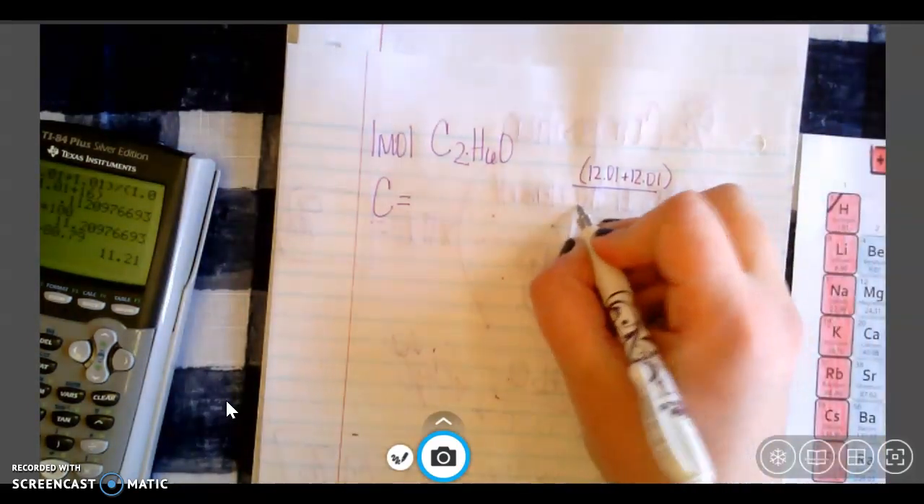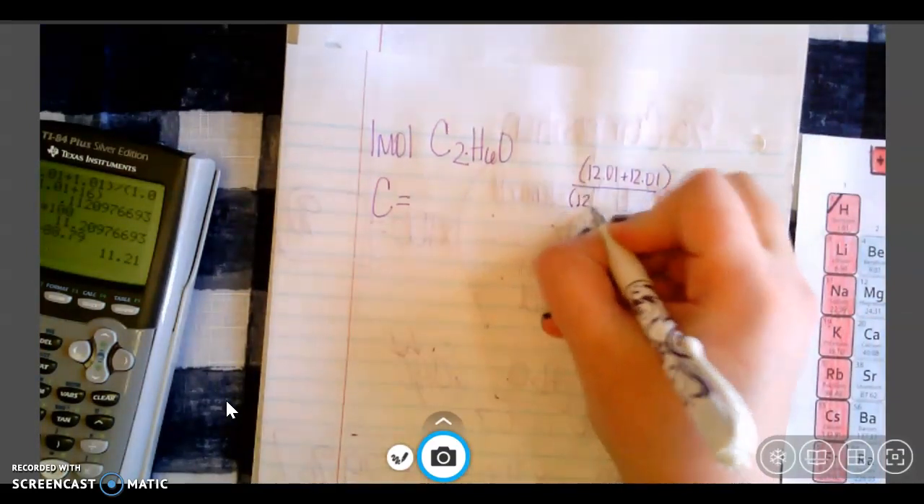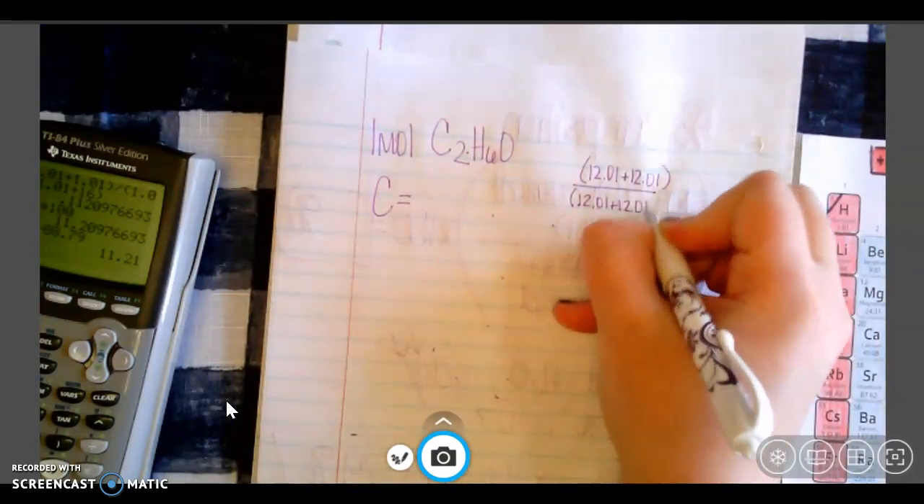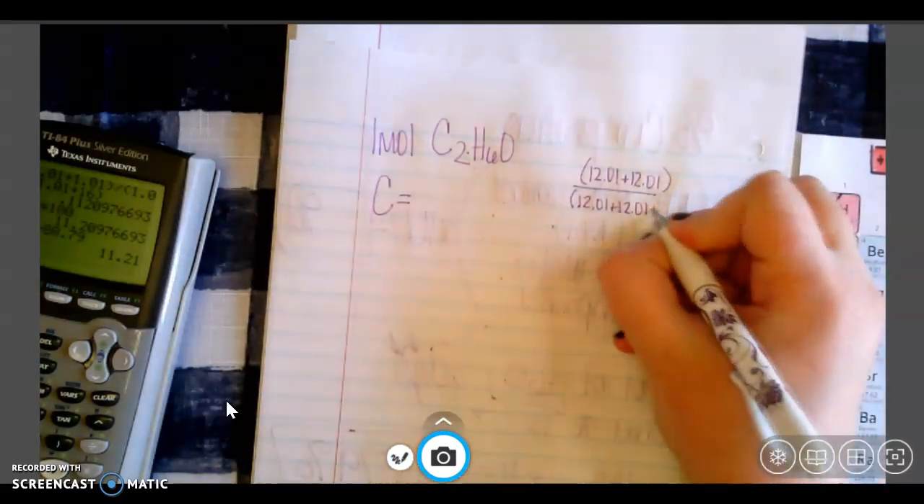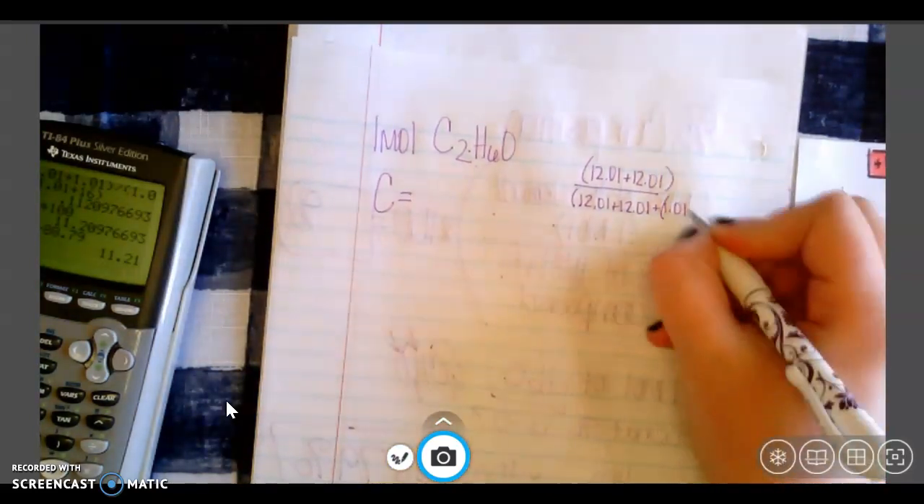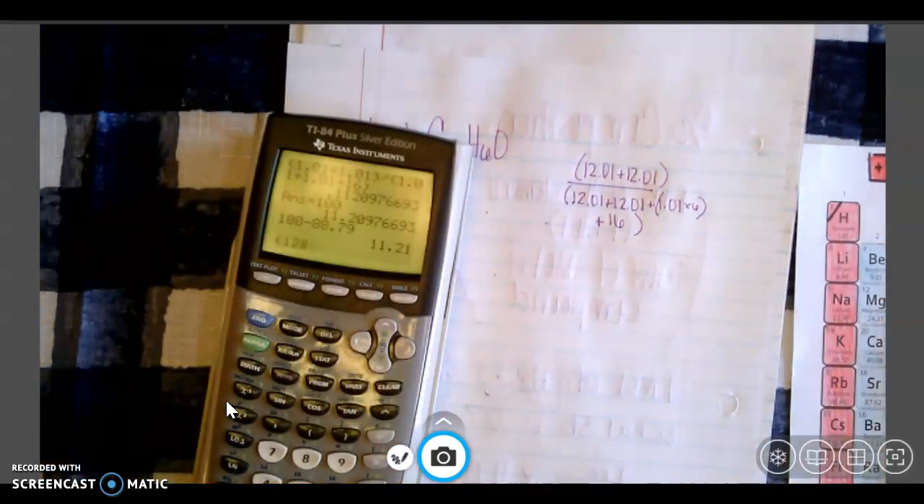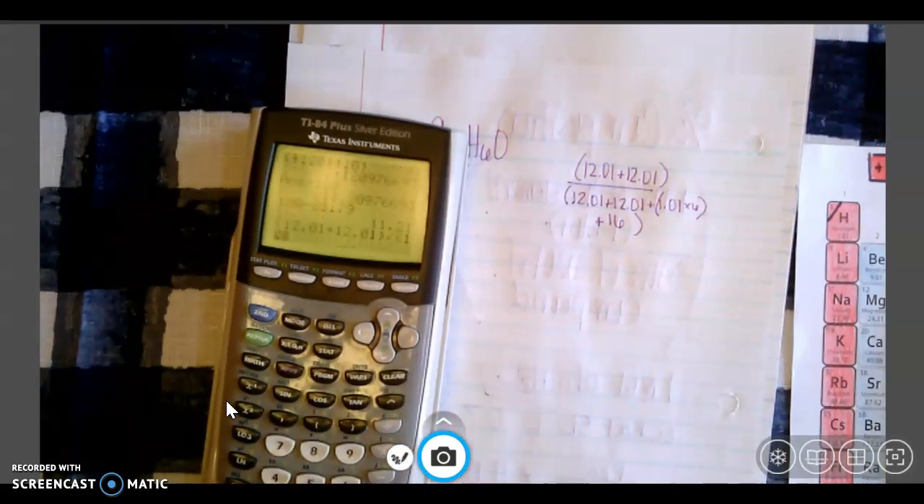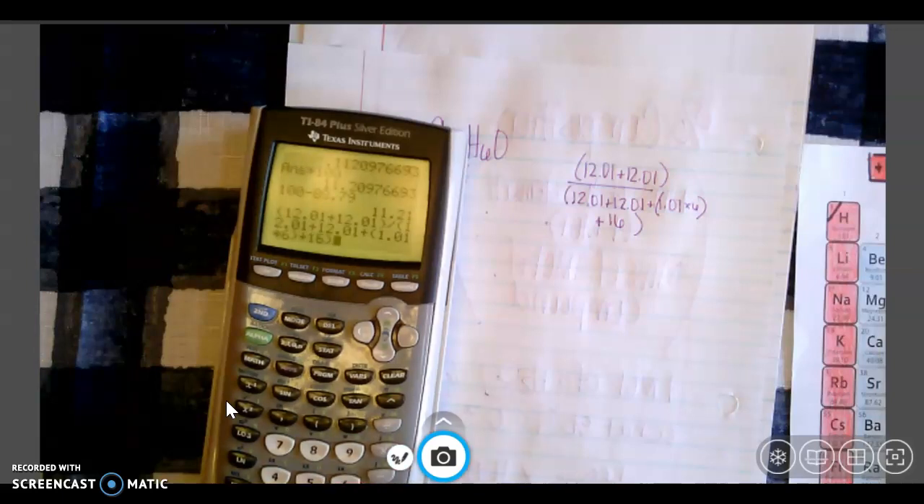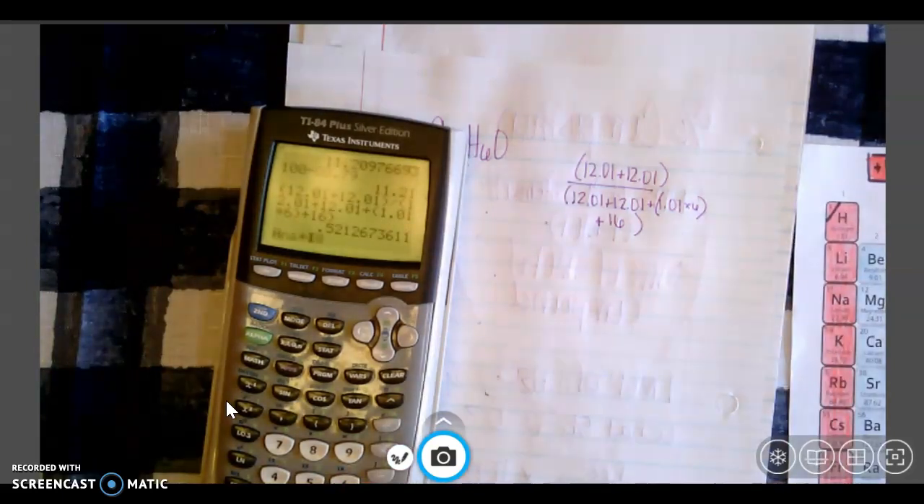Okay, and then I put the mass of the whole thing down here, which is 12.01 plus 12.01. I have 6 hydrogens. I'm just going to say this number times 6 because I don't want to write all that out. And I have an oxygen. Okay, so I'm going to plug that into my calculator. I'm going to say 12.01 plus 12.01 because those are my 2 carbons, divided by 12.01, 12.01, 1.01 times 6, and 16. And then I'm going to hit times 100 to give me a percent.